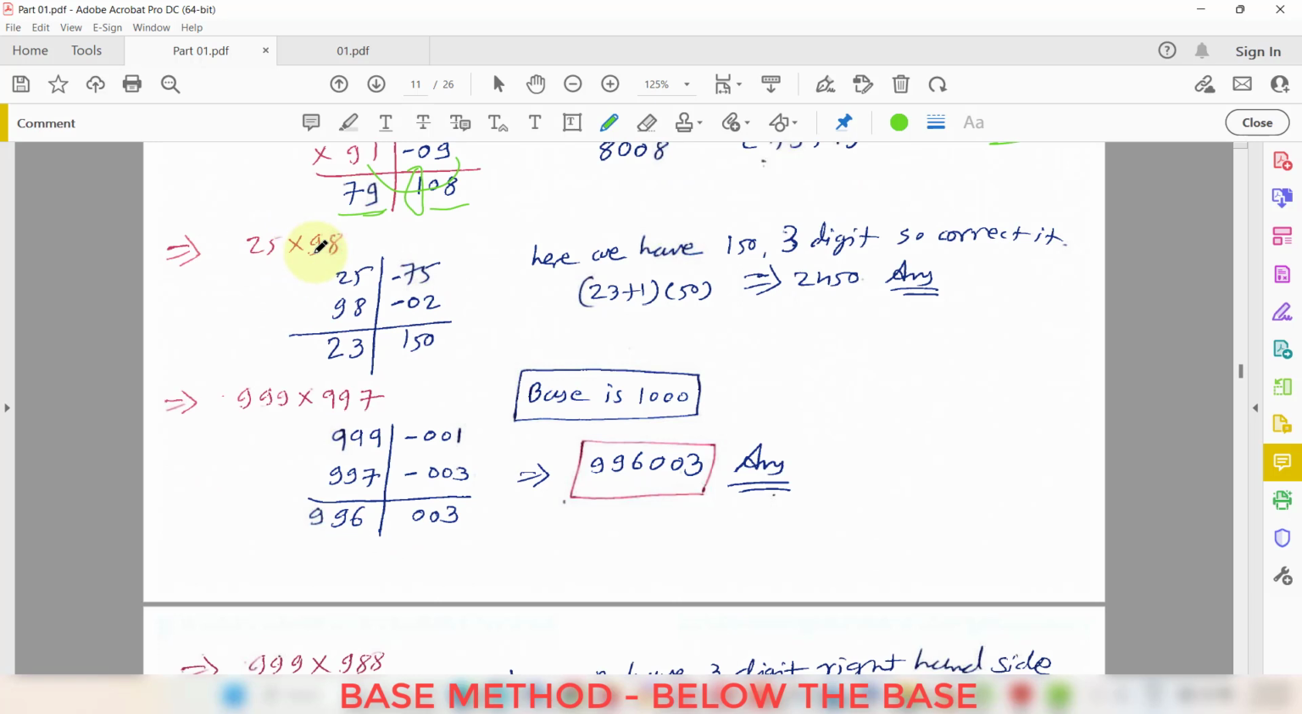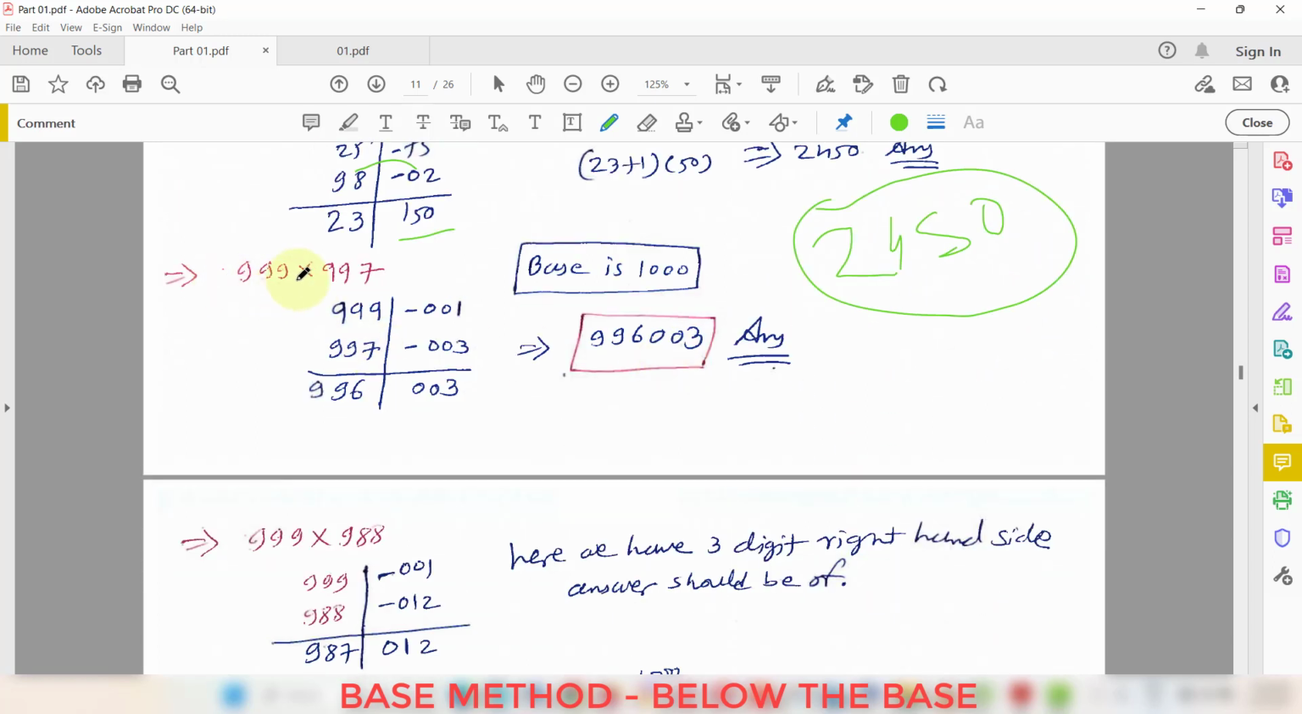Similarly, 25 times 98. So 25 is below 100 by how much? That is 75. And 98 is below 100 by how much? 2. So here you can see 25 minus 2 is much easier. That is 23, rather than 98 minus 75. And then after, 75 multiplied by 2, that is 150. So here we have 3 digits, so we need to correct it. So 50 we are writing as it is, 1 power we are adding to the 23, that is 24. So 2450. Okay.